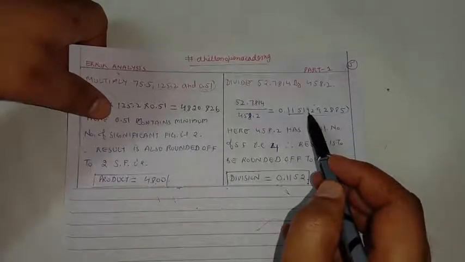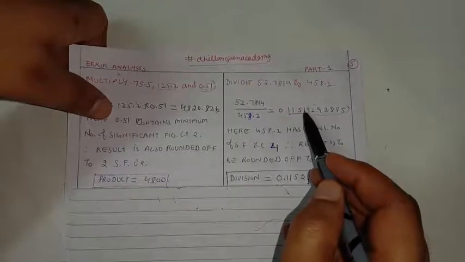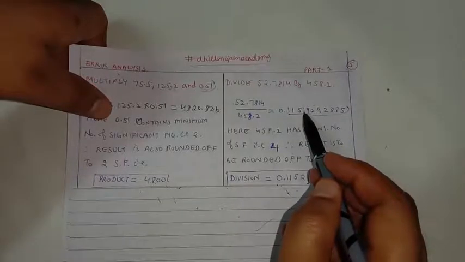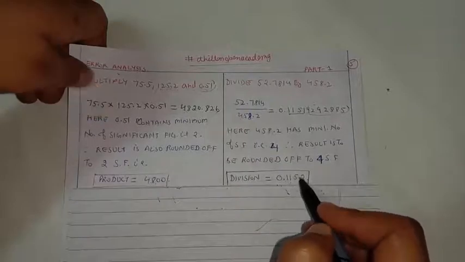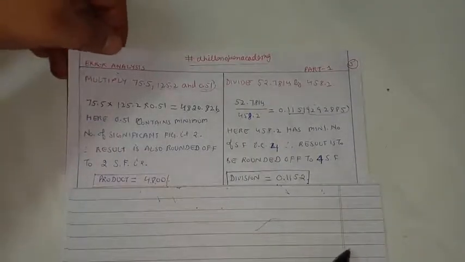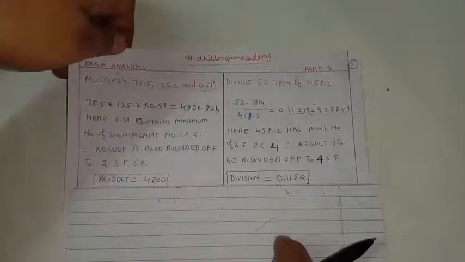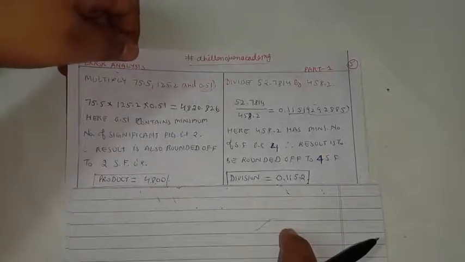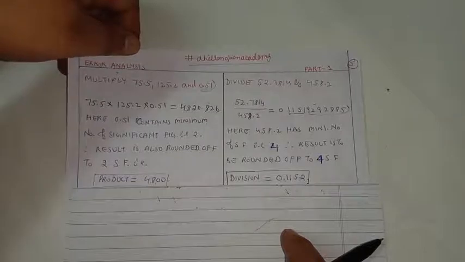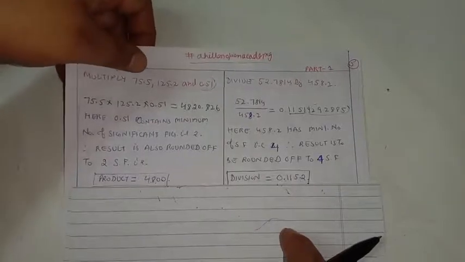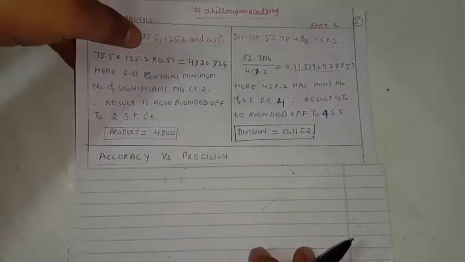9 is greater than 5. So the preceding digit has to be increased by 1. So this 1 will become 2. So the final result will be 0.1152. So in this way, by following the rules of rounding off and significant figures, we can express our final result after addition, subtraction, multiplication or division with greater accuracy.